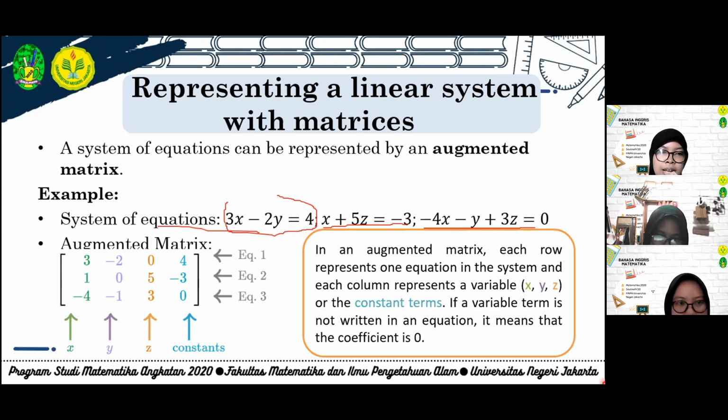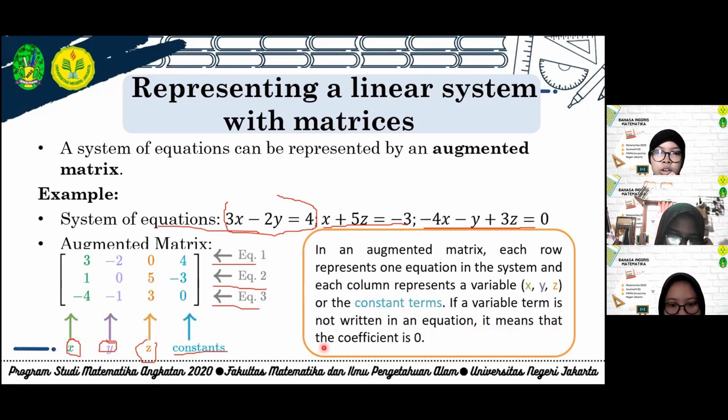It has a column for x, a column for y, a column for z, and this is the column for constants. It has a row for equation 1, a row for equation 2, and a row for equation 3. In an augmented matrix, each row represents one equation in the system, and each column represents a variable x, y, z, or the constant terms. If a variable term is not written in an equation, it means that the coefficient is 0, like this and like this. Okay, next.